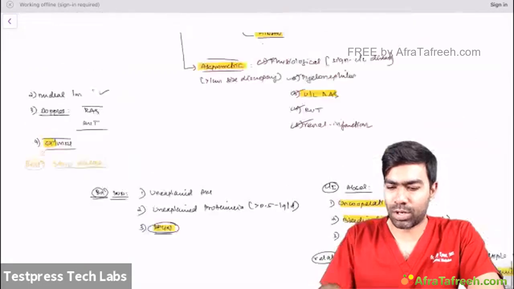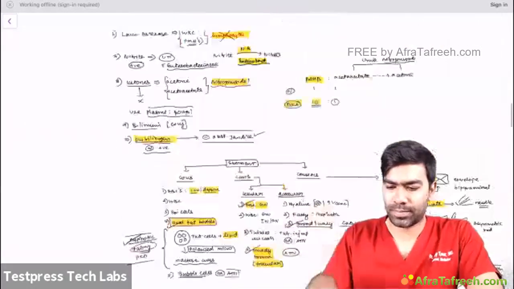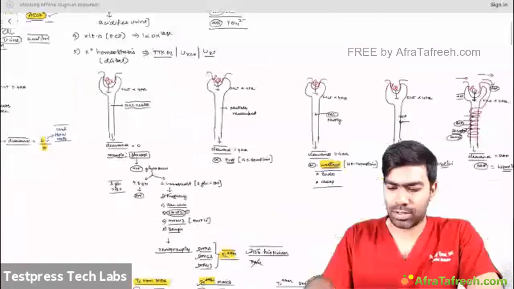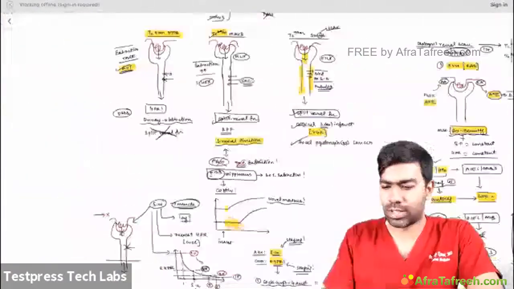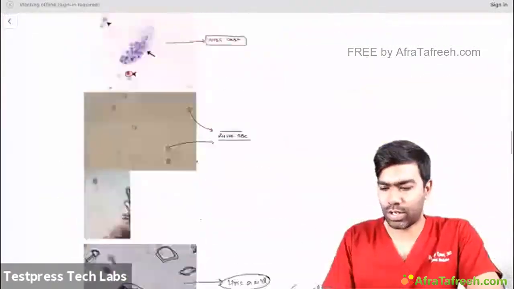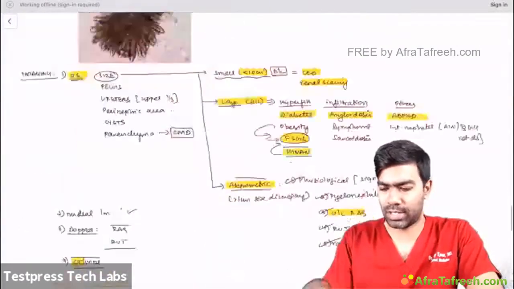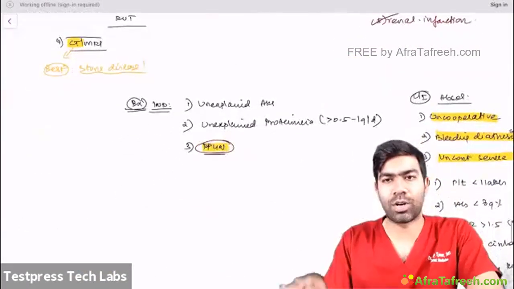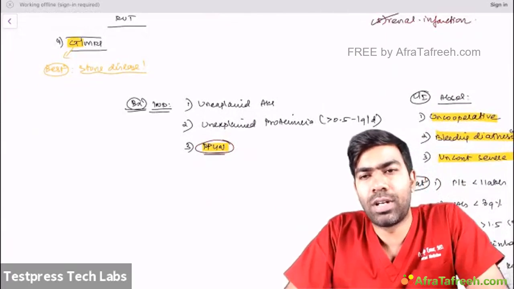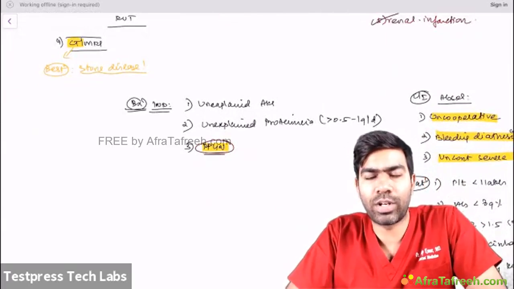So some important points. I think we had a good discussion today. Both the sessions were good according to me because kidney is big, but still all these are important. So let us see in the next session. I'll inform when the next session is going to be.